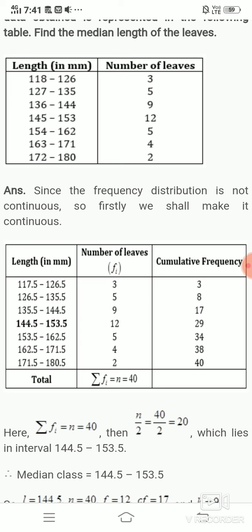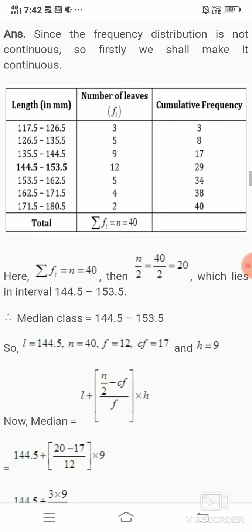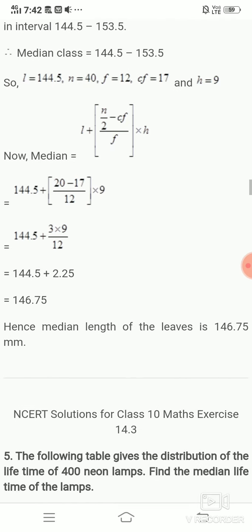Now the frequency is given, so you can find the cumulative frequency. Use that N value 40, N by 2 is 20, and 20 is next to cumulative frequency 29. So the corresponding median class is 144.5 to 153.5. So f equal to 12, but the cumulative frequency just preceding 29 is 17, and L equal to 144.5, and N equal to total 40. Substitute and find your answer, right?